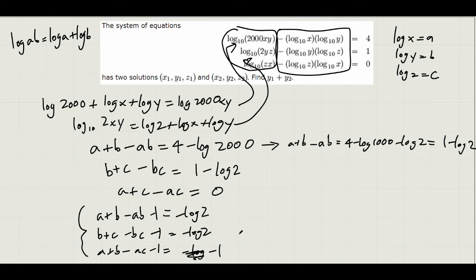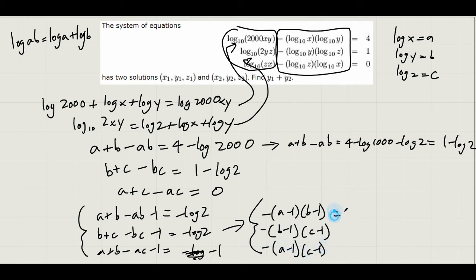So what you do here is you factor the left side, okay? So these still look the same. So we factor each of these to get negative (a minus 1)(b minus 1), negative (b minus 1)(c minus 1), and negative (a minus 1)(c minus 1) equals negative log 2, negative log 2, negative 1. And you want to get rid of this negative side, so let's just cross off these negative signs, multiplying both sides by negative 1. A bit unneat, but you get the idea. So (a minus 1)(b minus 1) equals log 2, (b minus 1)(c minus 1) equals log 2, and (a minus 1)(c minus 1) equals 1.